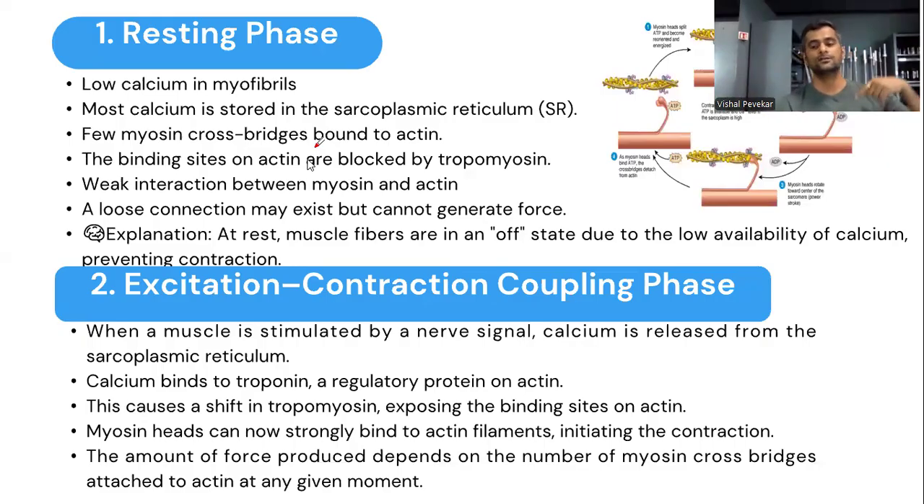Now once the work is done and the signal stops, what happens? Everything is restored back to its normal state: the calcium is pumped back into the sarcoplasmic reticulum, the myosin head is detached, and the site that was exposed for the head to fit in has been blocked. So that's how the muscle contracts.